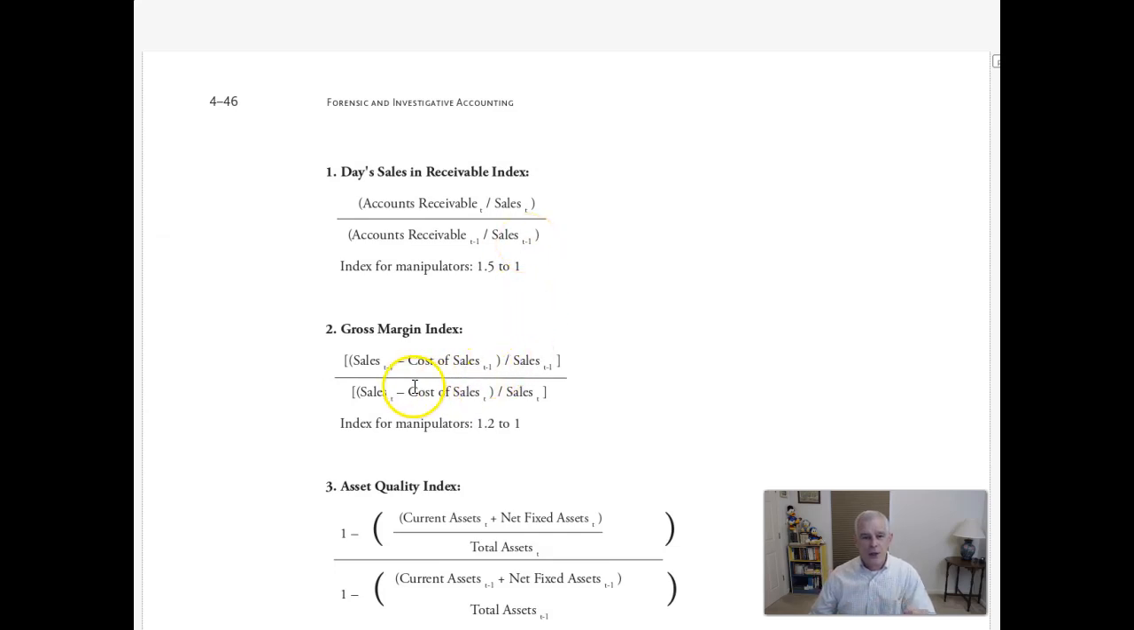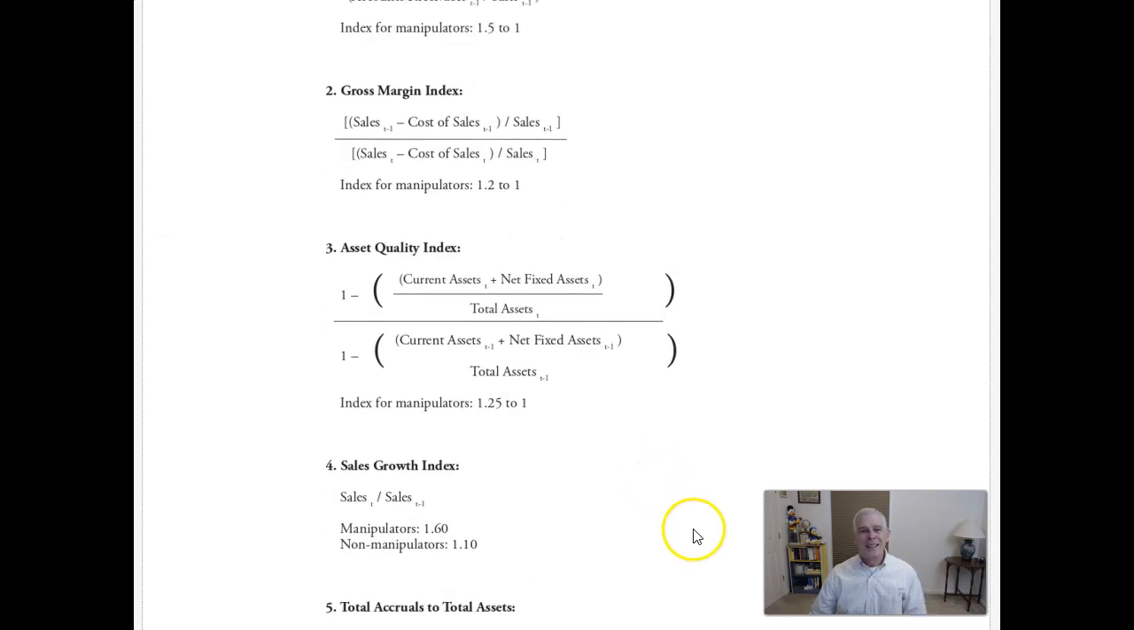Gross margin index. You can see that they have last year's, be careful with all the different items down here, but last year's sales minus last year's cost of goods sold divided by last year's sales, divided by the same thing for this year's sales. And for their manipulators, it was 1.2. So if you had one that was like 0.9 or just 1, probably not the tendency for fraud. But getting towards 1.2 and higher, more of a tendency.